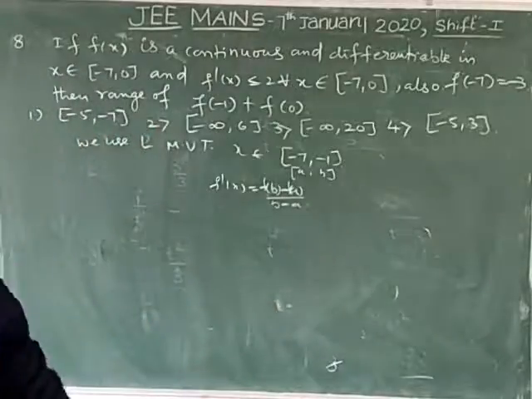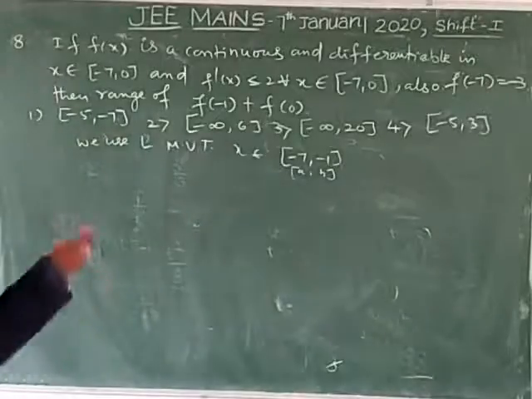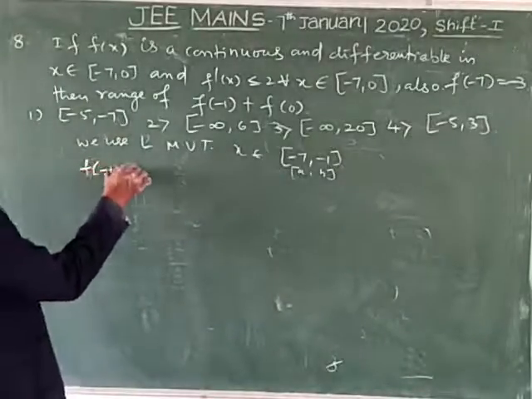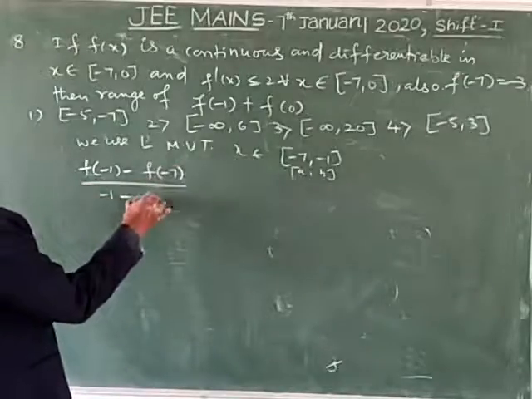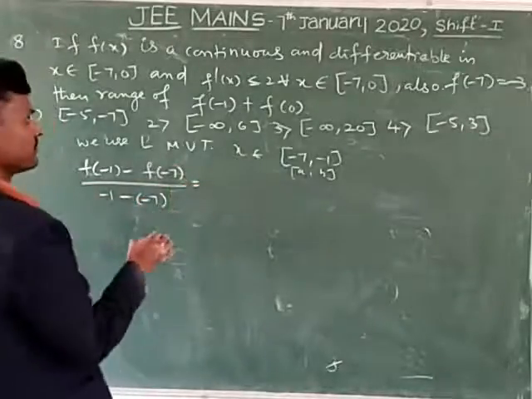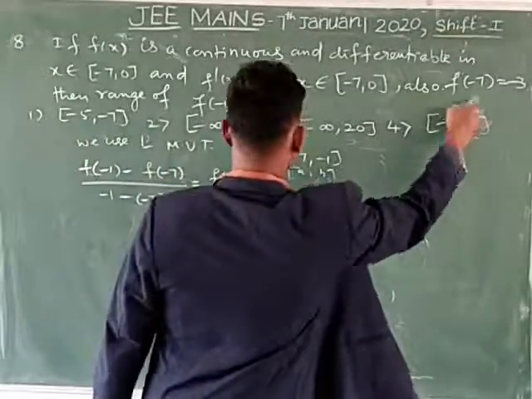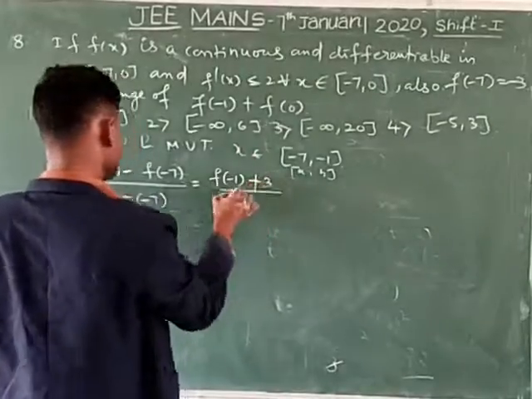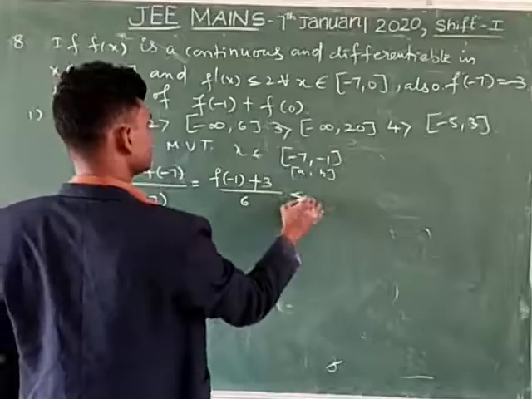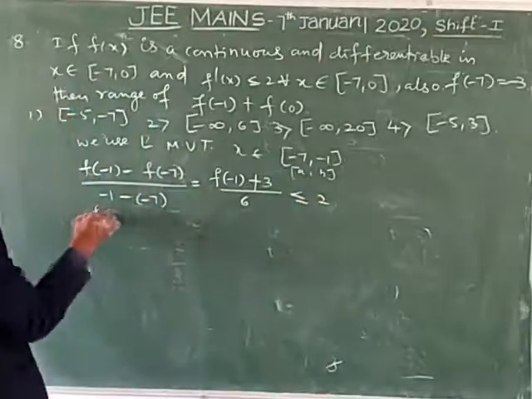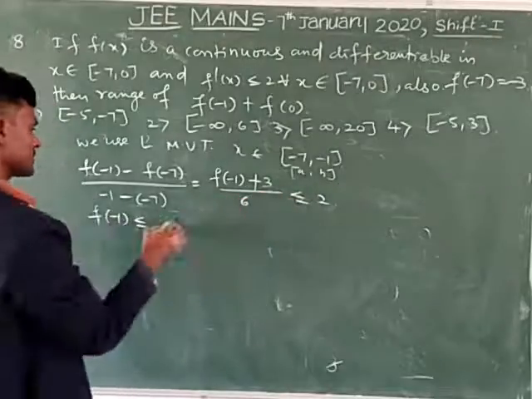Okay, let's see here. Now here also, f(-1) minus f(-7) whole by -1 minus (-7). Here f(-1) we don't know. Here f(-7) is equal to -3. Minus into minus plus, so this is 7 plus -1 is equal to 6, is less than or equal to 2. Now f(-1) is less than or equal to 12, 6 2s are 12, minus 3 is 9.